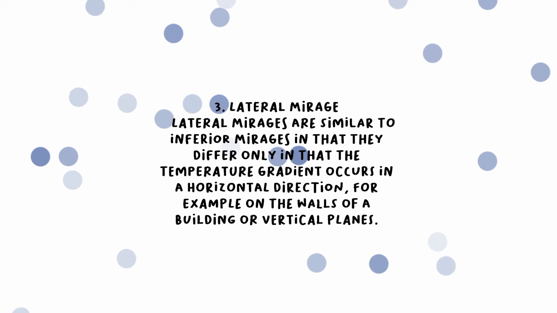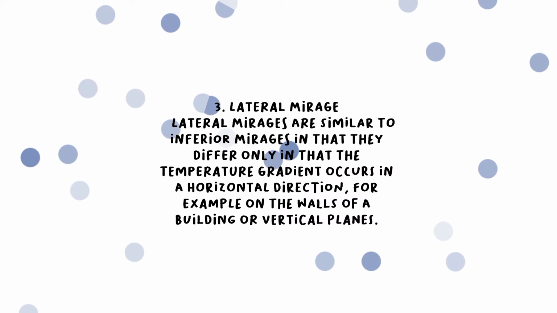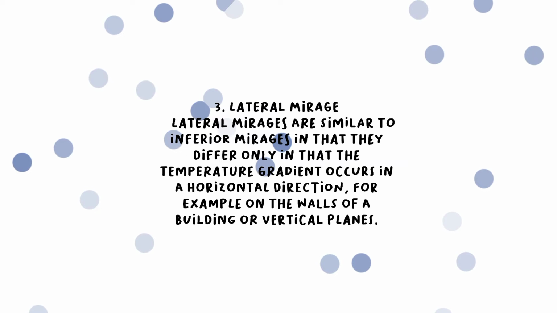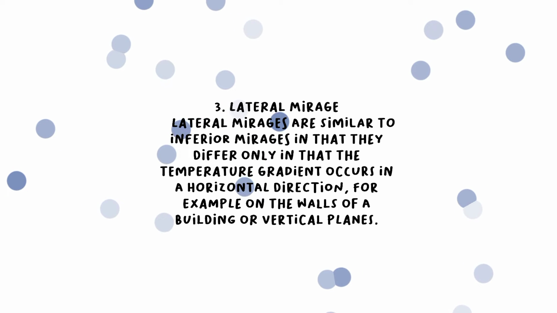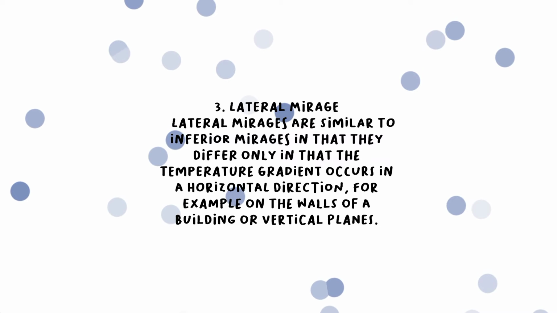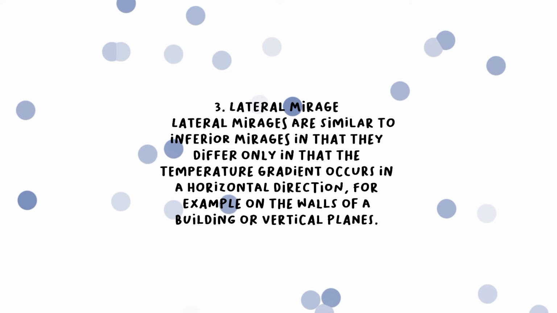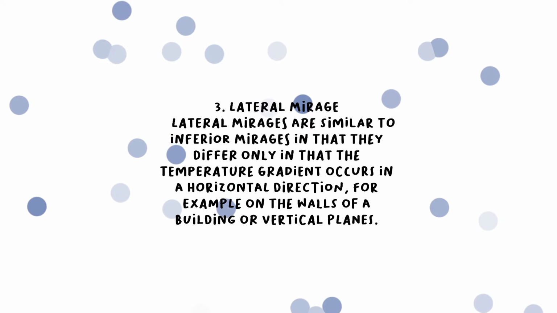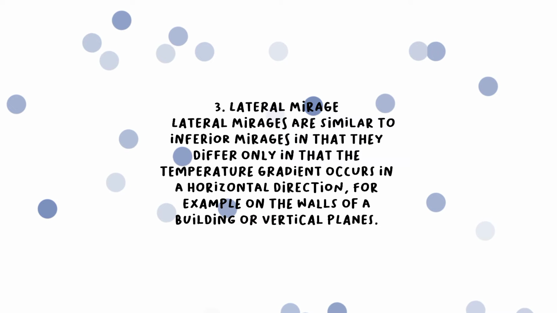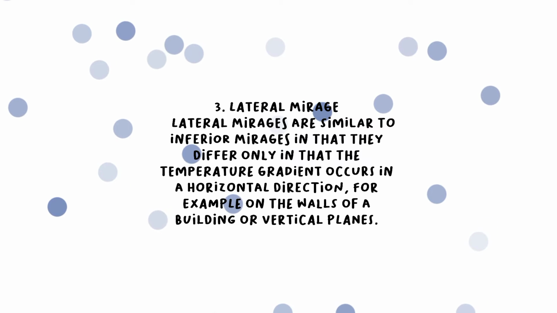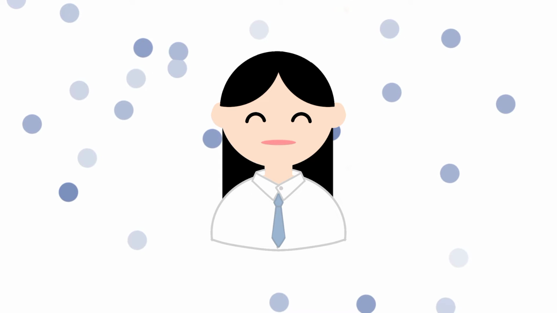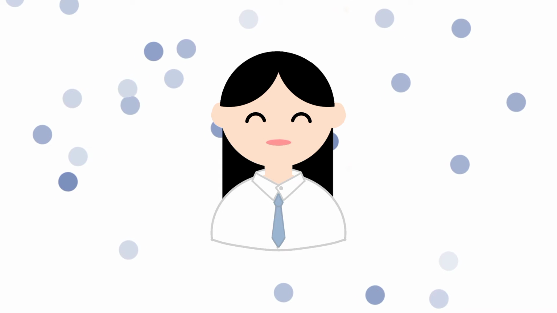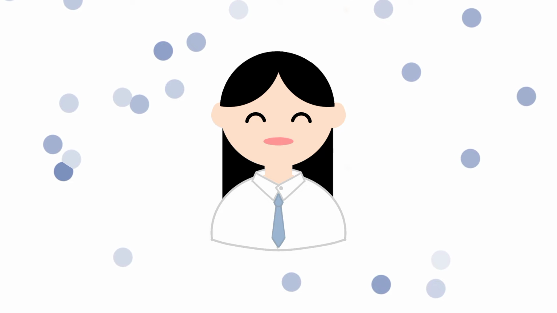Number 3. Lateral mirage. Lateral mirages are similar to inferior mirages, but differ only in that the temperature gradient occurs in a horizontal direction. For example, on the walls of a building or vertical planes. Now that we know about the types of mirage, we will learn about how mirages occur.